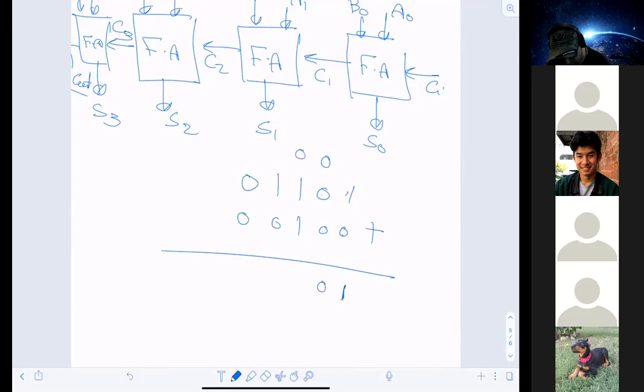Then you move on: 0 plus 1 plus 1. It's going to be 0, and there is a 1 here. That 1 will go here with 0 and 1. It's going to be 0 and still a 1. And that 1 will go here, and it's going to be like that.